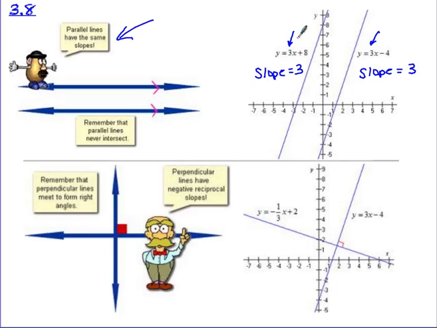And with perpendicular lines, they are opposite reciprocals. So if one's positive, the other's negative. And reciprocal means basically they're flipped. So you've got 1/3 and 3, which is technically 3 over 1 if you need to write it that way. So negative 1/3, 3 over 1. One's positive, one's negative. That's the main idea for today.